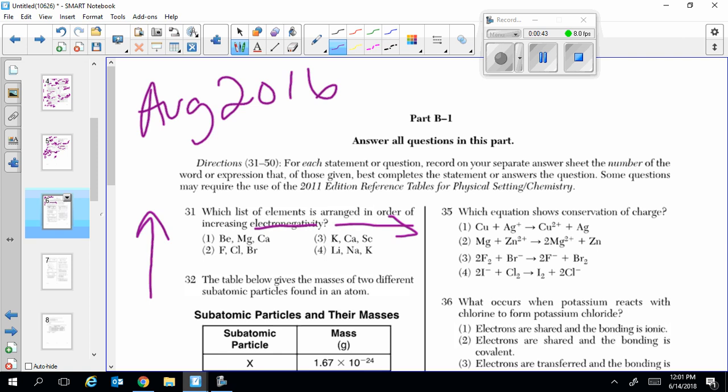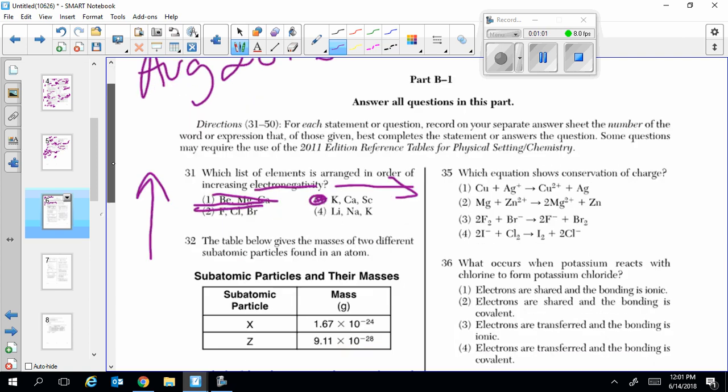B, Be, Mg, and Ca are going down, so the electronegativity would go down, so not that one. F, Cl, and Br are also going down, so it would go down. K, Ca, and Sc, all right, this is going across, so this is going to be our answer.